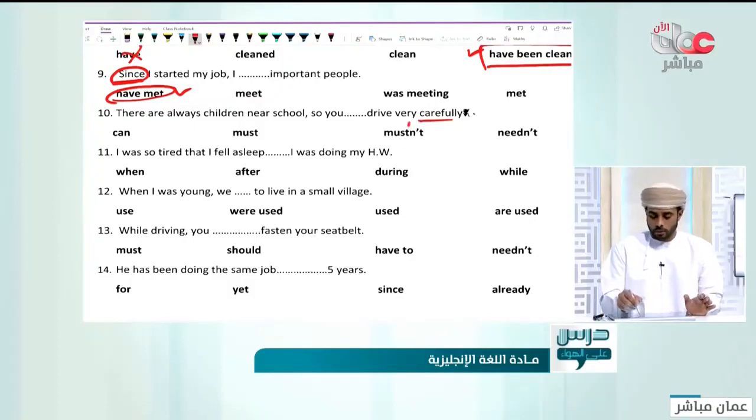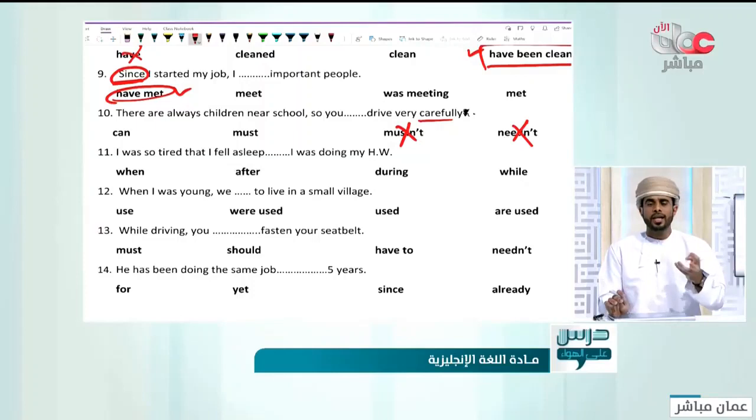Good. So we are not going to be using this one because we need a positive sentence, not a negative sentence. So we have can or must. Can is for the ability, but must is for something that you really have to do, or there is a rule there. I'm not asking you if you can do it or you have the choice. No, there is a rule, something important that you have to do.